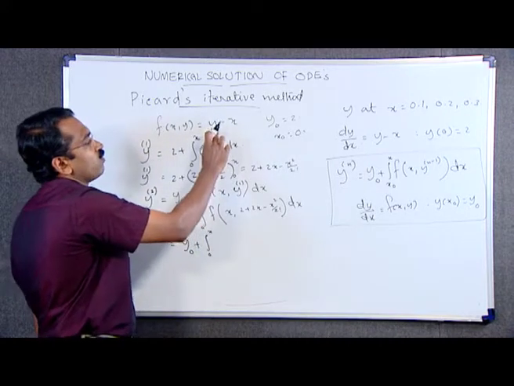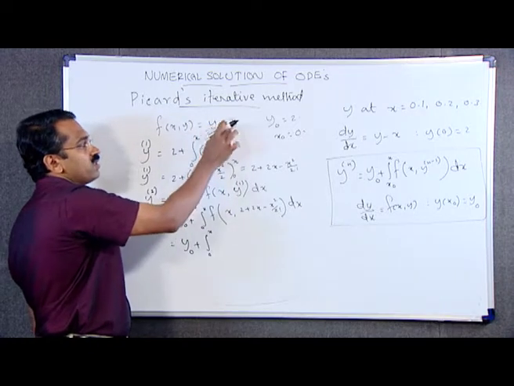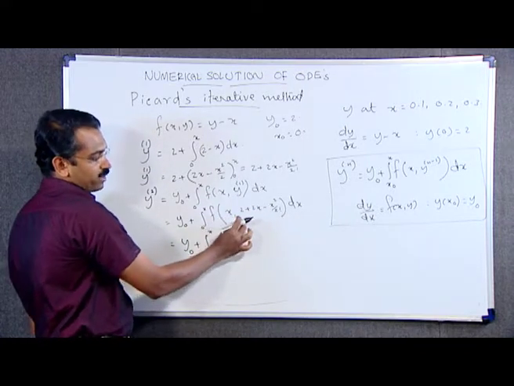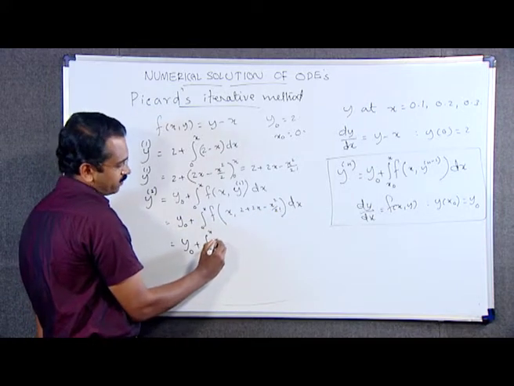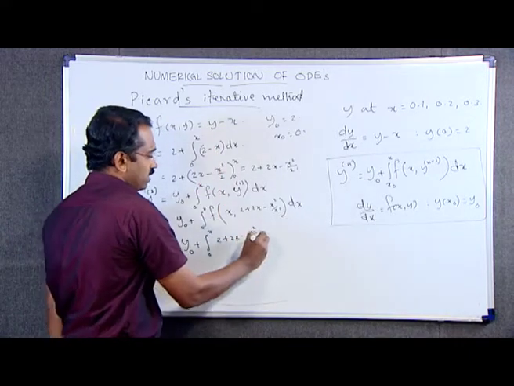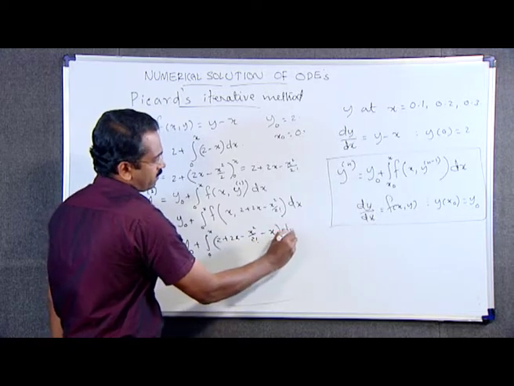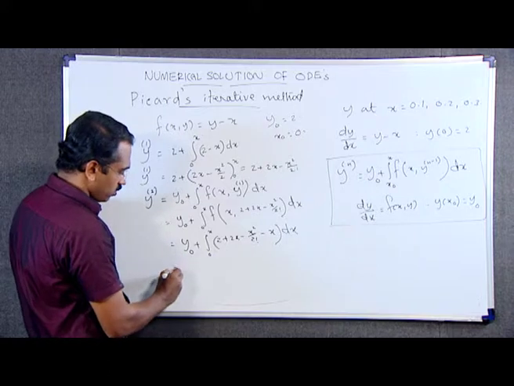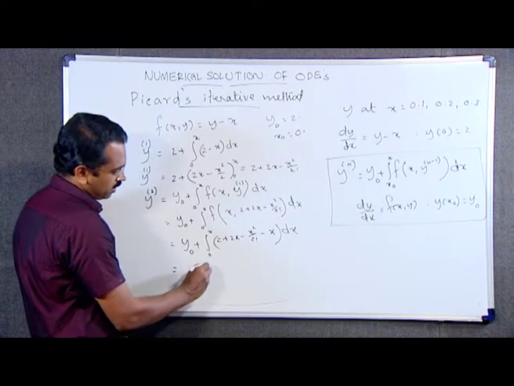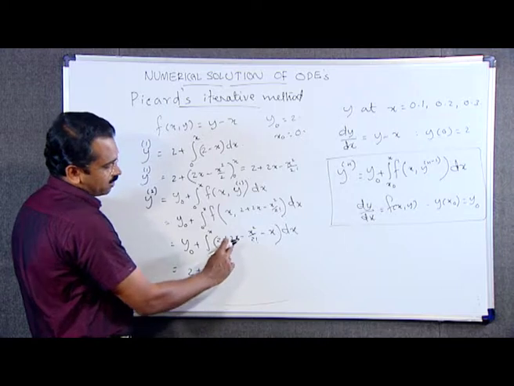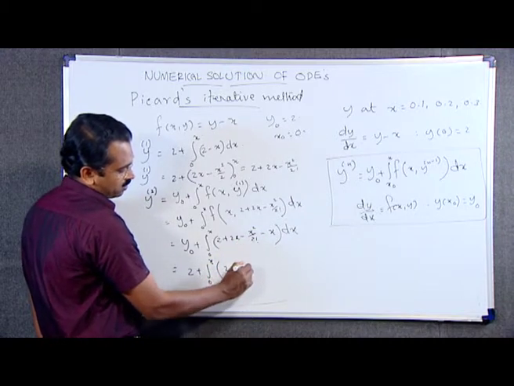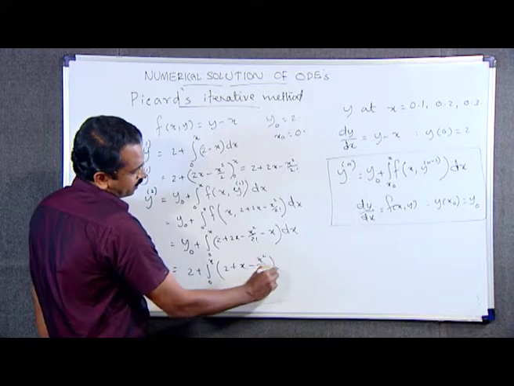Our function is f of x, y equal to y minus x, the y coordinate minus the x coordinate. Here the y coordinate is 2 plus 2x minus x square by 2 factorial. Therefore, we can write f of x comma 2 plus 2x minus x square by 2 factorial as 2 plus 2x minus x square by 2 factorial minus the x coordinate, that is minus x, dx, which is equal to y naught, here y naught is 2, plus the integral from 0 to x of 2 plus 2x minus x, that is 1x, minus x square by 2 factorial dx.